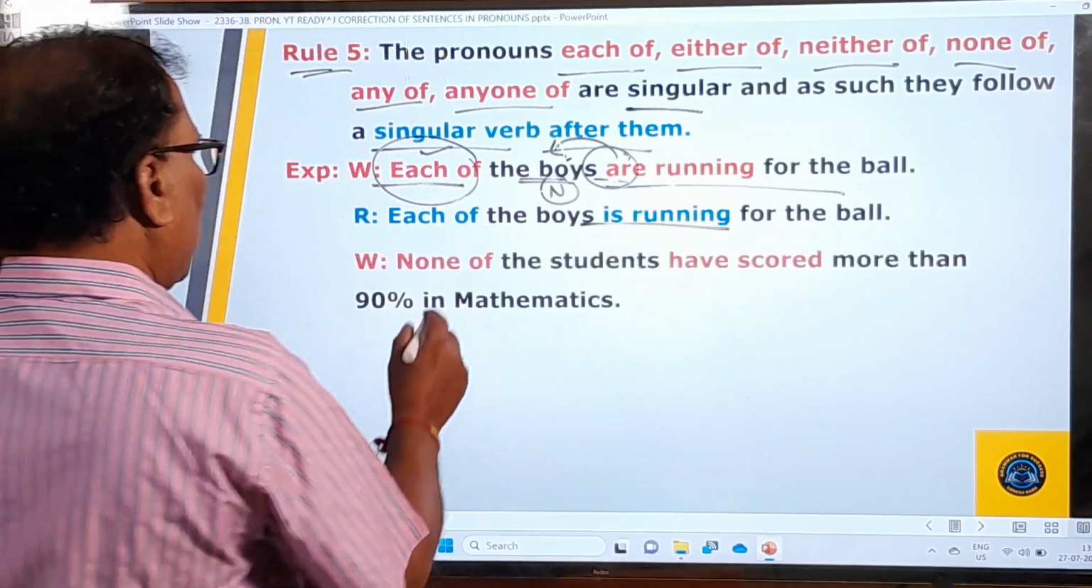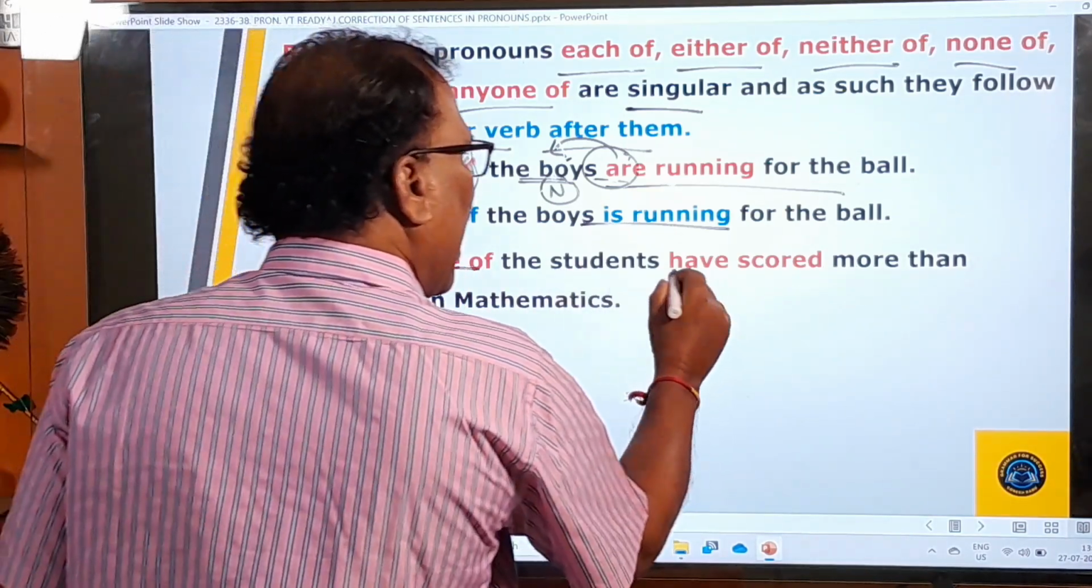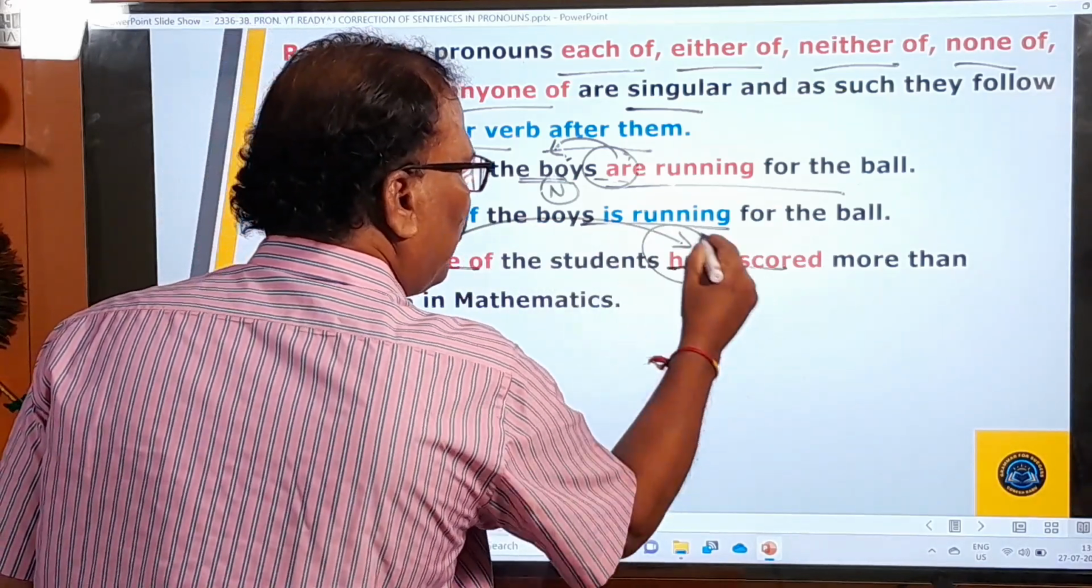And then comes, what is that? None of is also there. None of the students have scored. None of is a singular pronoun, therefore a plural verb should not be used.